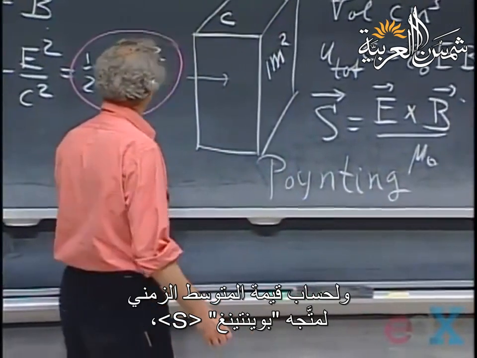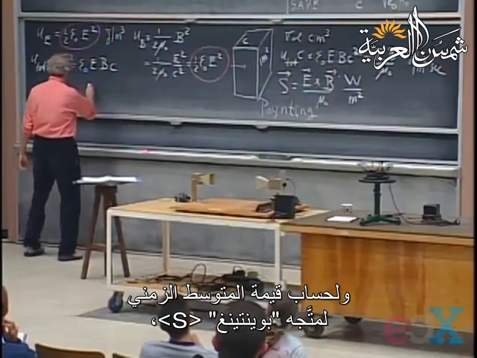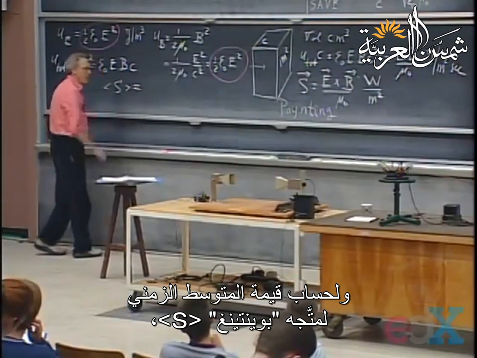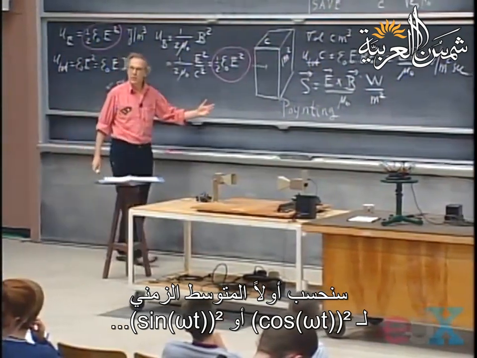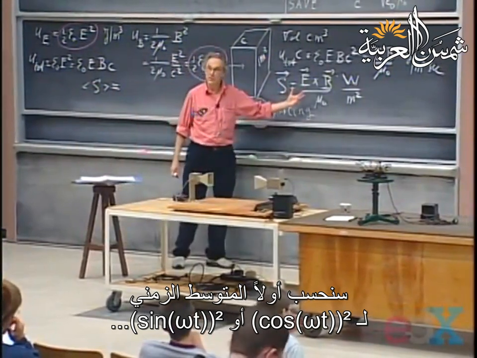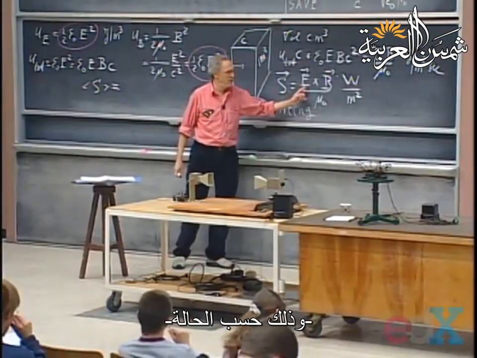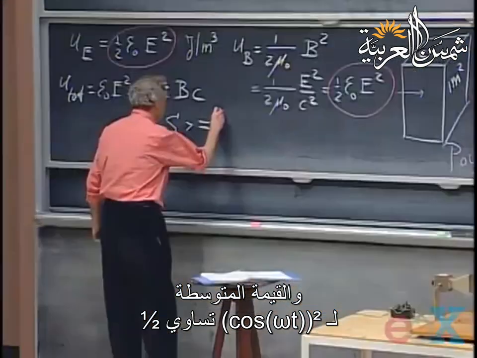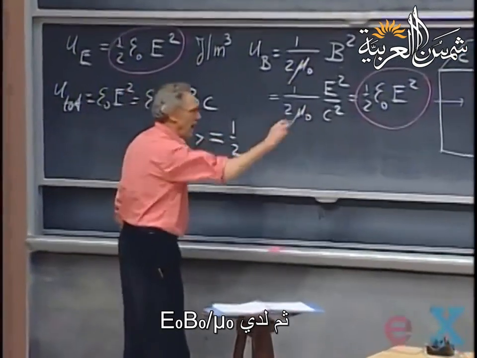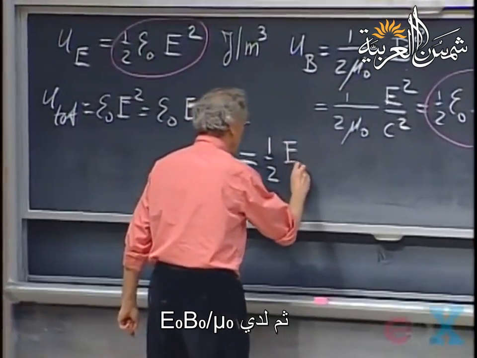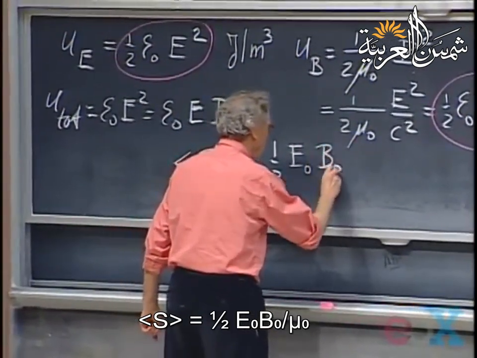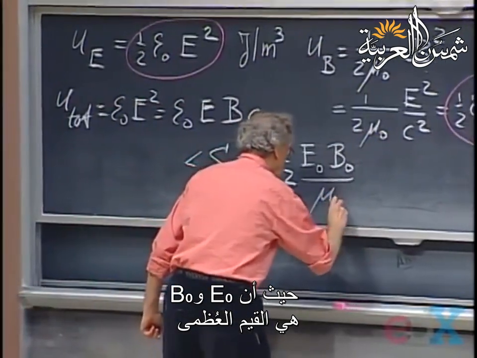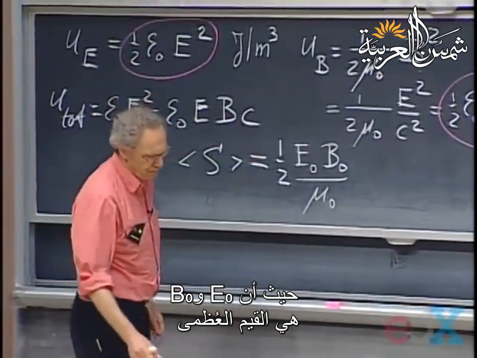And the time average value of the Poynting vector is first of all the time average of the cosine square omega t, or the sine square omega t, whatever the case may be. And the average value of cosine squared is 1/2. And then I can write now for E, E0, and for B I can write B0, which is now the maximum value possible, divided by mu zero.